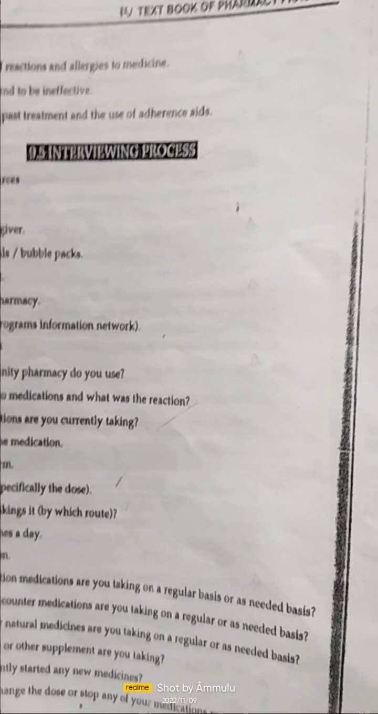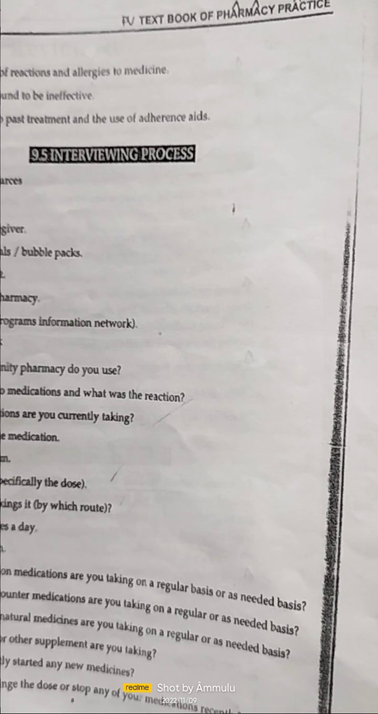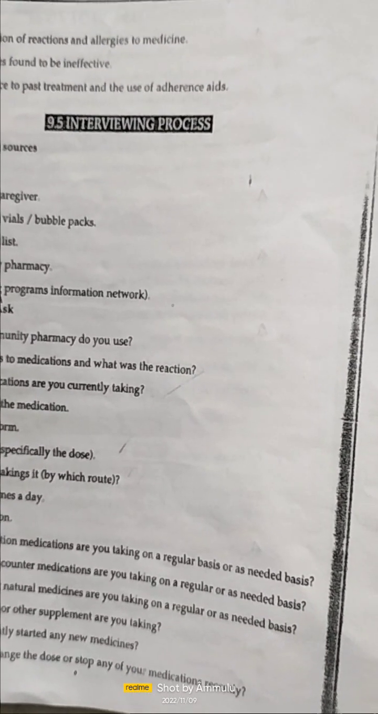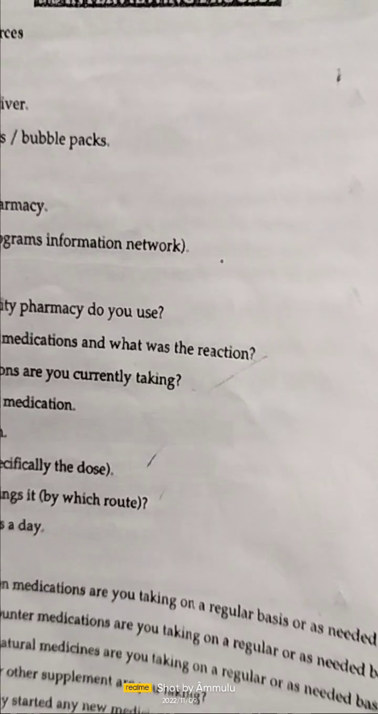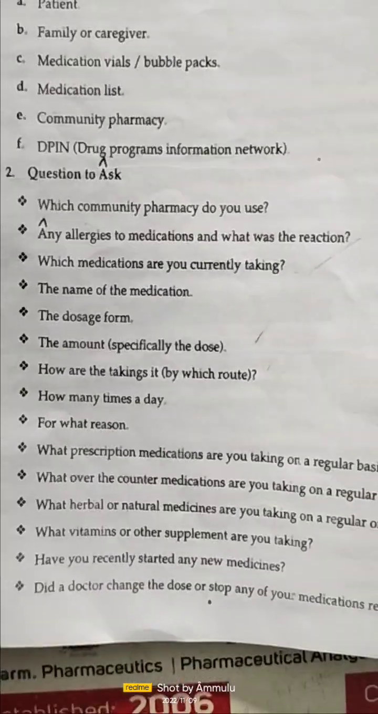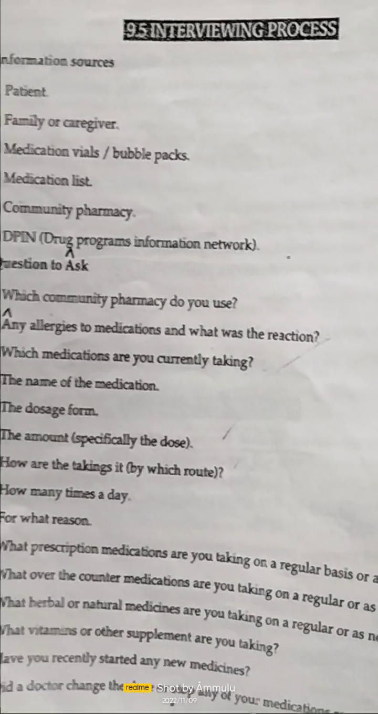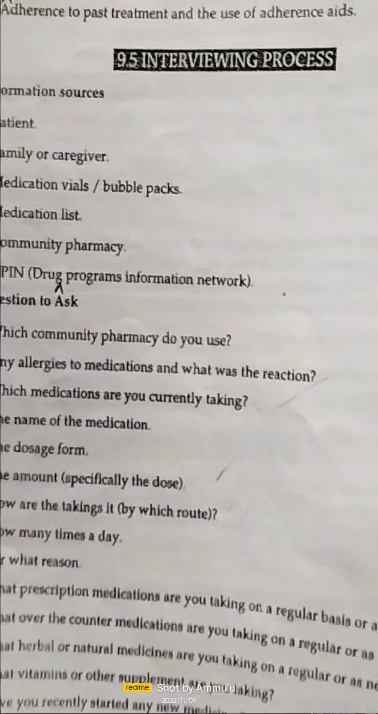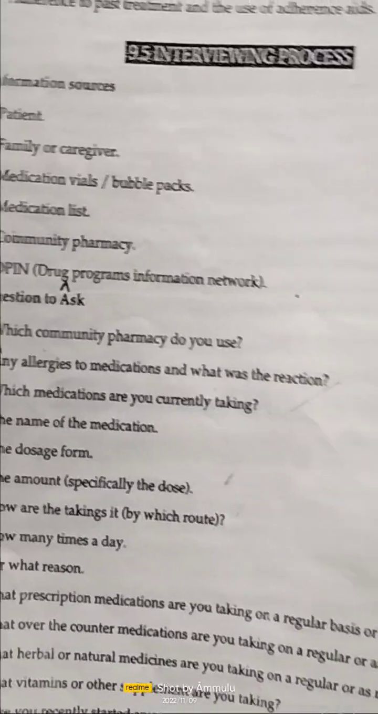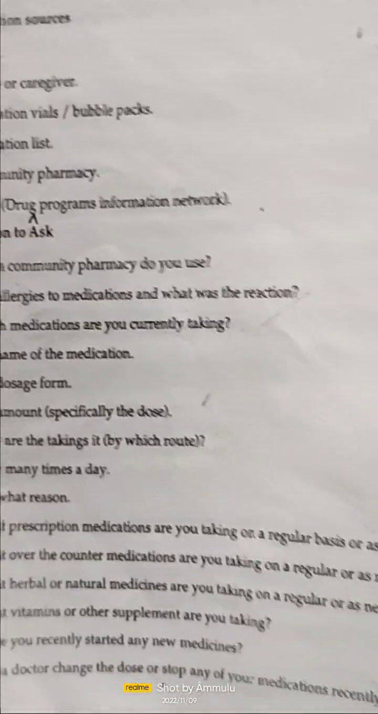and cards given by the doctors, which are nothing but medication history scripts, and reconciliation and documentation of the patient. These are the steps involved in the interviewing process. First we have to identify the information source, meaning here we have to know about the patient, family, and their medication list, community pharmacy, which drugstore he is purchasing the drugs from, and which doctor he is consulting. This is the most important one.